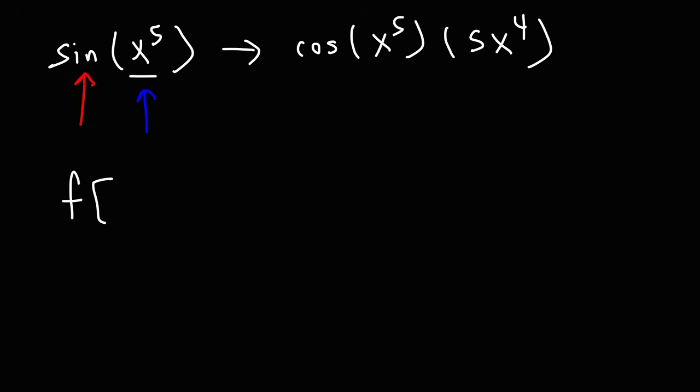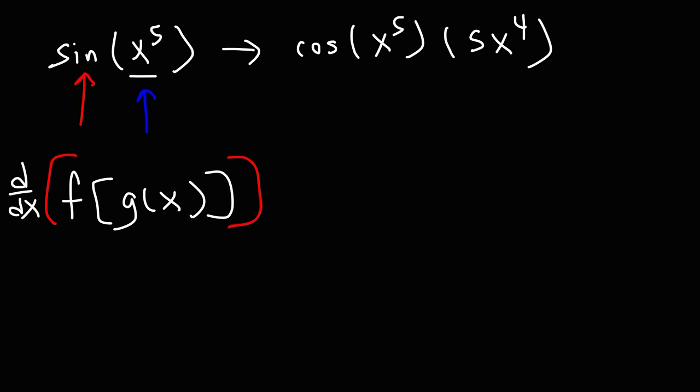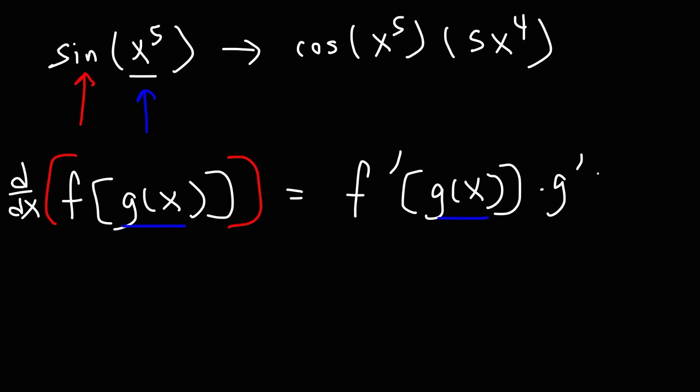So when dealing with the chain rule, you're dealing with composite functions. So if you want to find the derivative of a function inside of another function, like f of g of x, it's equal to the derivative of the outside function, so f prime, and then the inside function stays the same, that is g of x, and then times the derivative of the inside function, g prime of x. So that's how you could find the derivative of a composite function, when you have a function inside of another function.